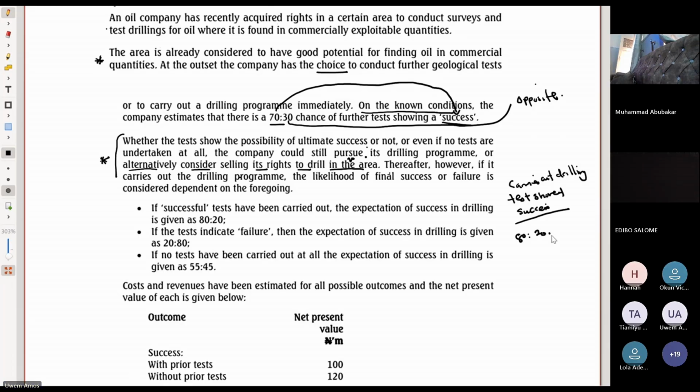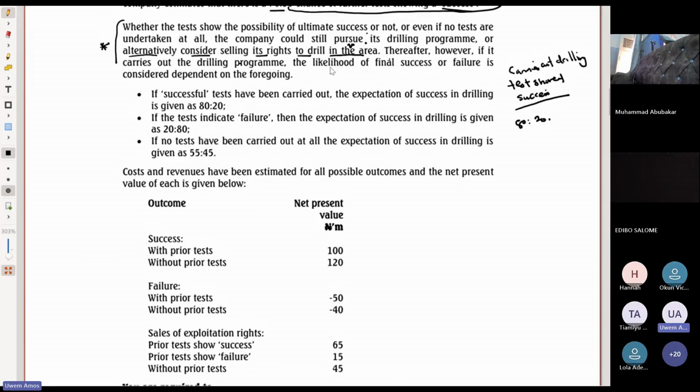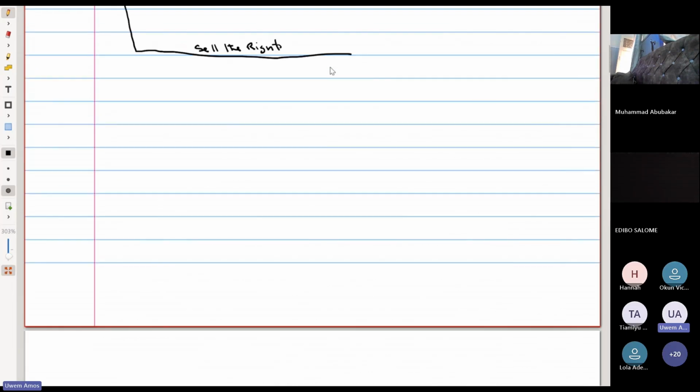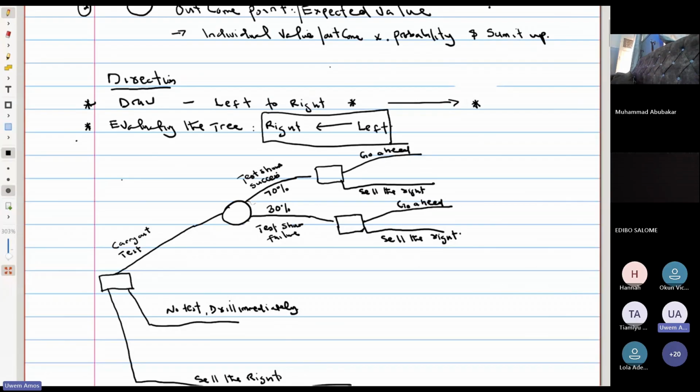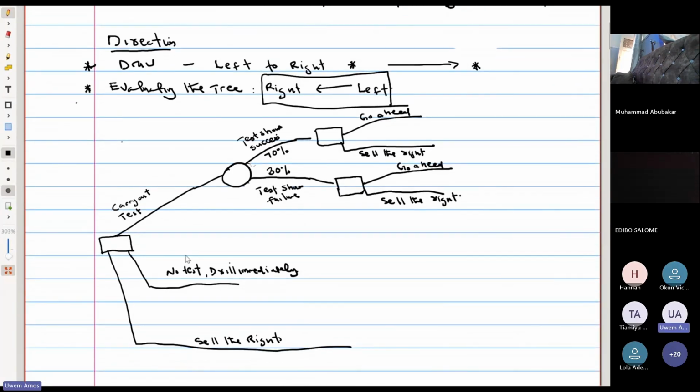So let's go back to our chart and look at what line we have where it carried out drilling and the test showed success. Then we can map in the decision point. Where does it carry out drilling and the test shows success? There is no test here, so it cannot be on this line. So it has to be on this line. So it carried out the test, failure.